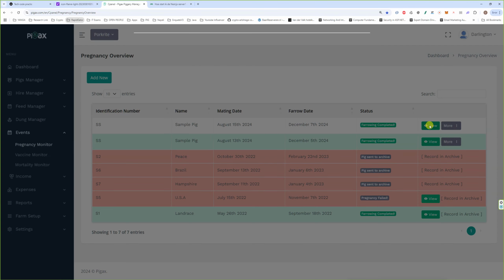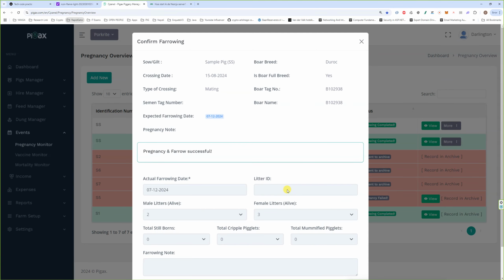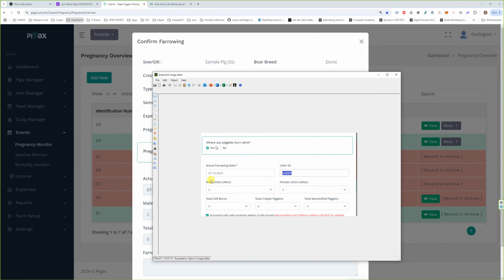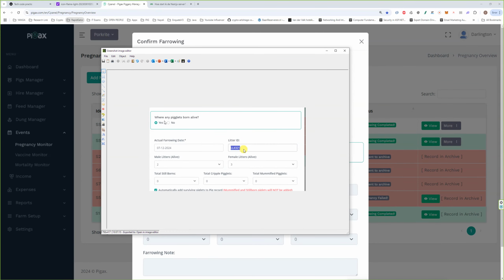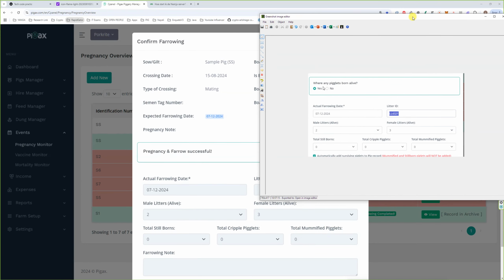So let's pull it up again. Let me bring the screenshot back up. Look at this, this is the litter number we registered. Every other data is correct, the dates are there, everything is there, except our litter number. So that means that our system did not save our litter number. That is also a bug.